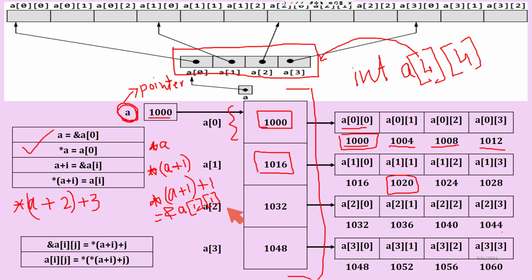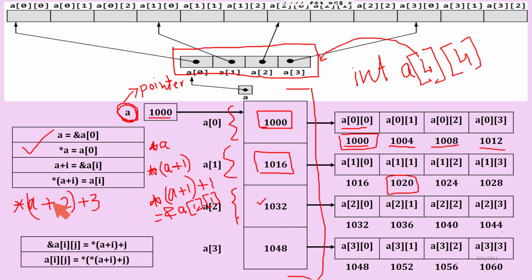A plus 2 means actually this location. It refers to this location. A plus 2, A is 1000. A plus 2 means it refers to this location. A plus 1 refers to this location. It is actually A plus 2. So what is star A plus 2? Star A plus 2 means the value at that location. What is the value at that location? 1032.